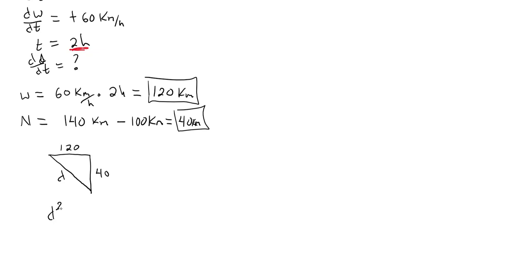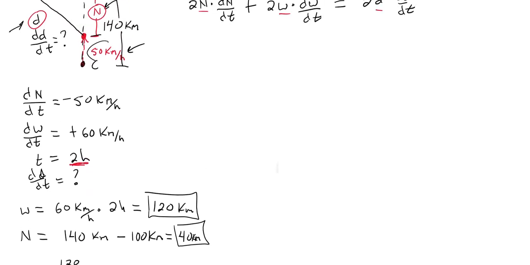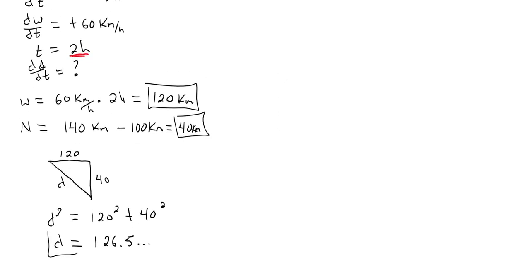So d squared is equal to 120 squared plus 40 squared. And if we solve this, we get d is equal to 126.5... All right, we get a few decimals there. Well, you know what? We'll leave it at 126.5. Let's do that. All right, so we have everything. We have everything we need.